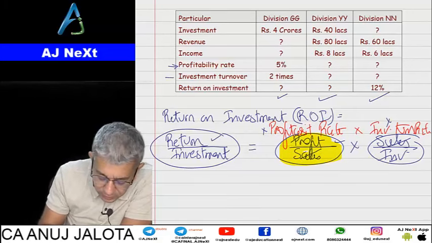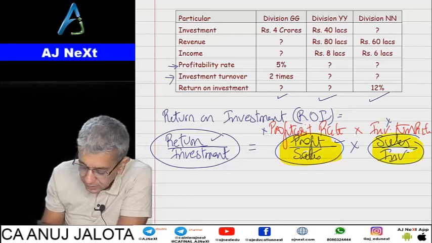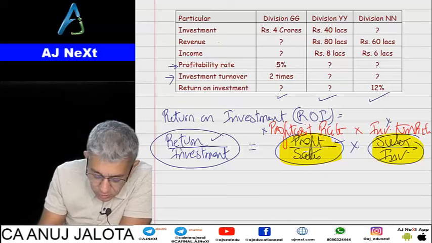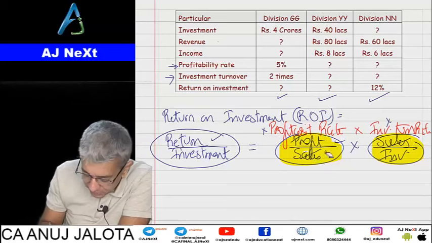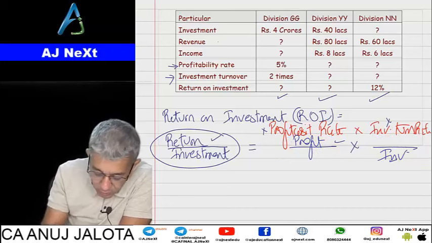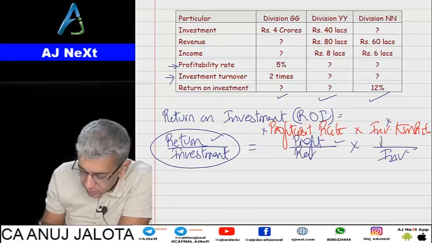Investment turnover is this formula: sales upon investment. Now, sales everywhere in this question has been told as revenue. I'll replace that word, that'll be far better for you all. So sales is nothing but your revenue. Therefore, your revenue over here, your revenue over here.